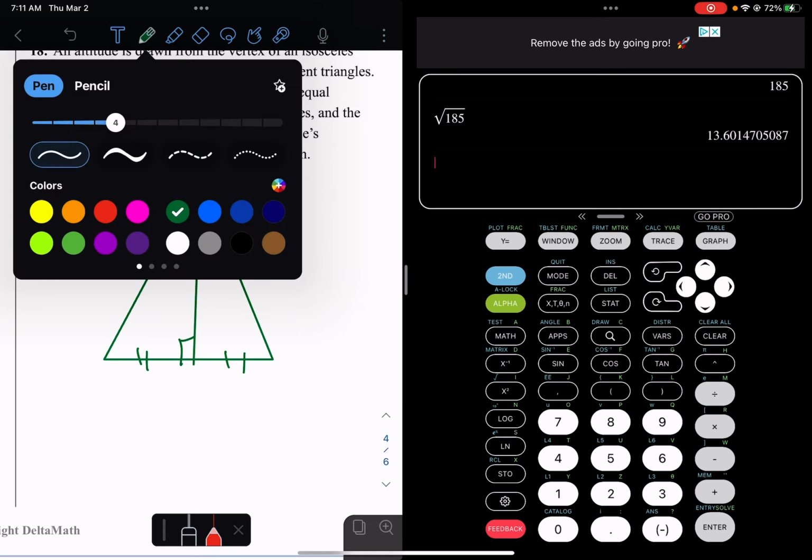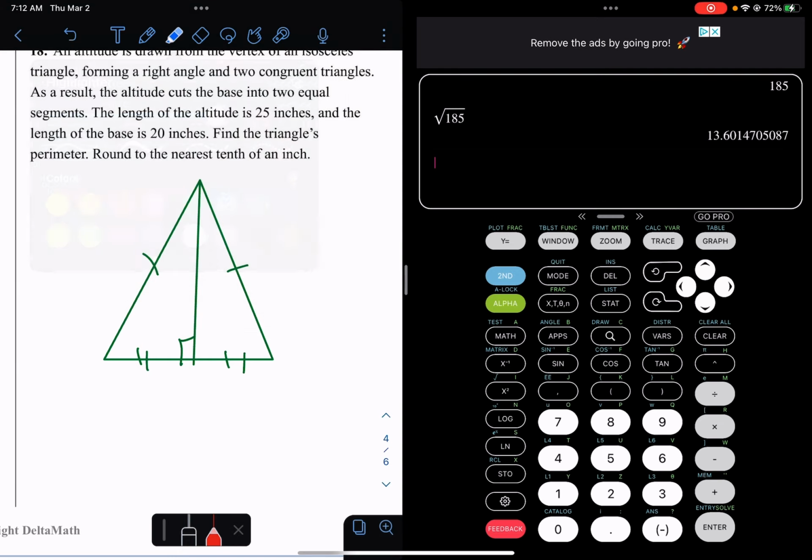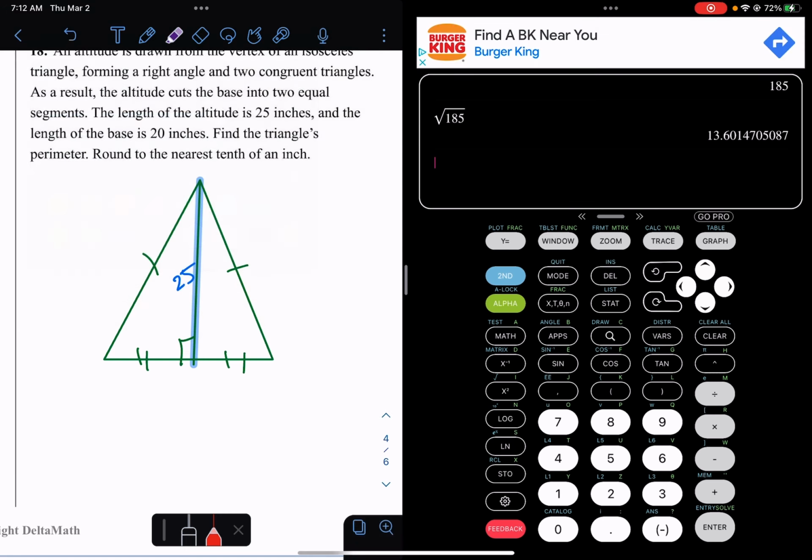The length of the altitude, so that's this one here, is 25 inches. And the length of the base, which is this entire side here, is 20. So if this entire side is 20, clearly the altitude cuts it in half. It makes two equal segments. So this one would be 10. And it says find the triangle's perimeter. So we need to find the hypotenuse right here. So we can do 10 squared plus 25 squared.